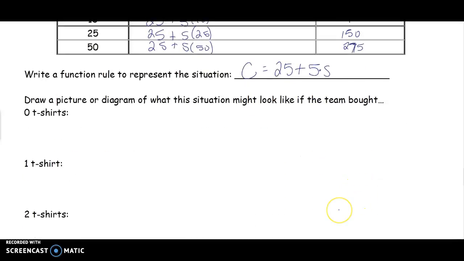The last thing we're going to do is the concrete representation. I'm going to hopefully get the first 2 drawn. So if nobody buys shirts, you still had to pay $25, okay? But if you bought 1 shirt, you pay $25 plus $5 a shirt. So you can figure the rest of that out.